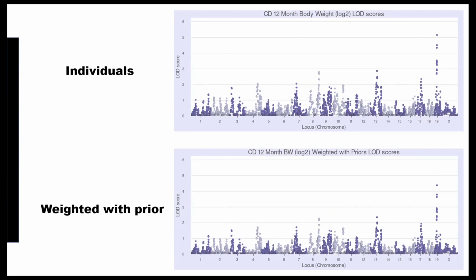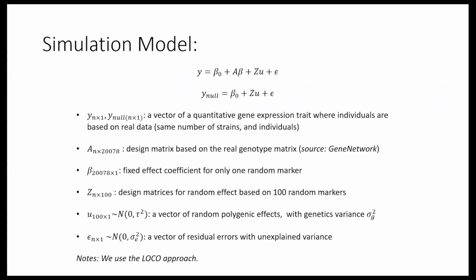Based just on this, even if I repeat it many times on different traits, that will not give me an answer. We need to have a ground truth. We need to know which marker is real to compare. So we need to have a simulation. So I did a simulation based on those data.